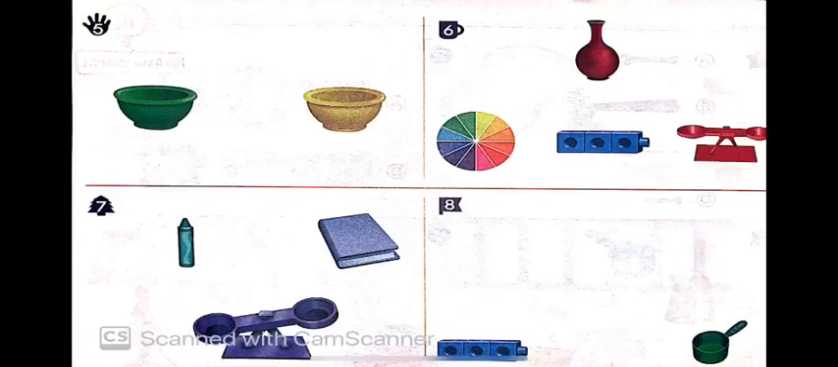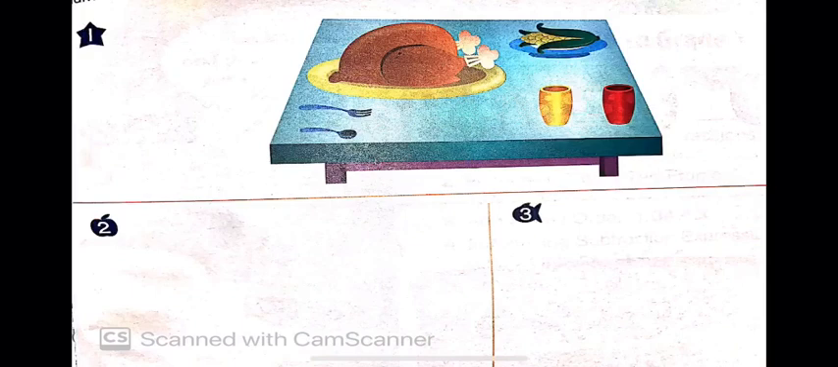Number seven, compare the objects and then match the heavier object to the lower side of the scale and the lighter object to the higher side of the scale. Number eight, draw an object that can be measured using both tools shown. So I have a train of cubes and I have a measuring cup. I want you to draw an object that I can measure using both of these tools. Let's move on to the next page.